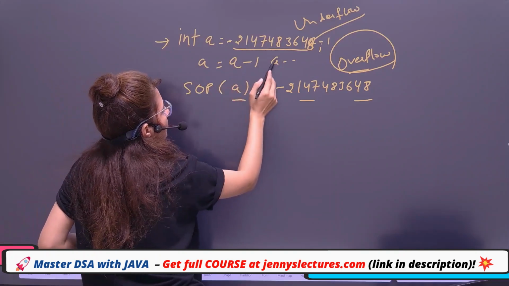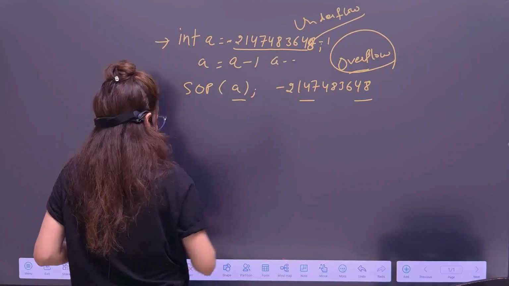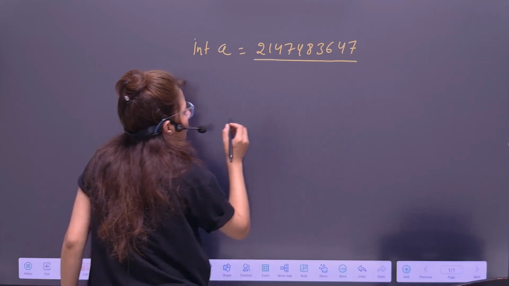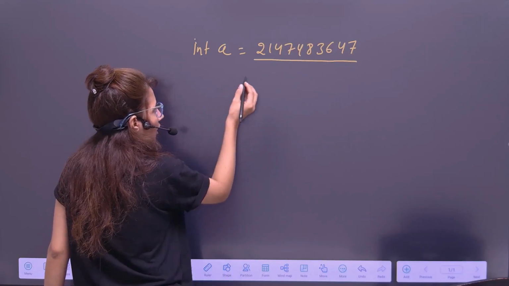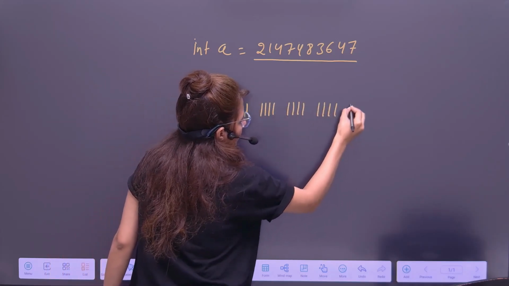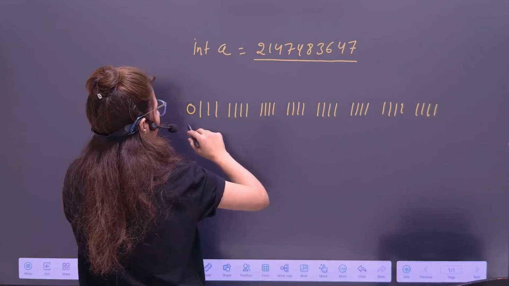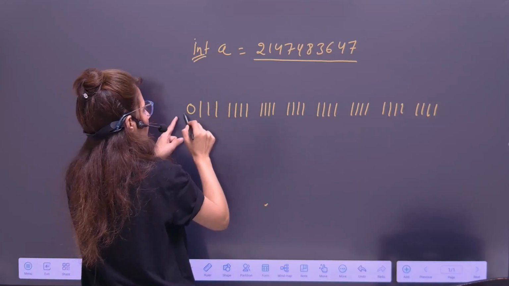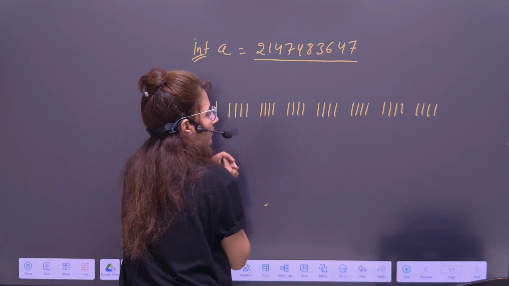See, if the number is this, suppose the number is this, in binary this number is represented like so. How is this number represented in this form? These are 32 bits. Int is taking 32 bits, and this is how this number is represented in binary.